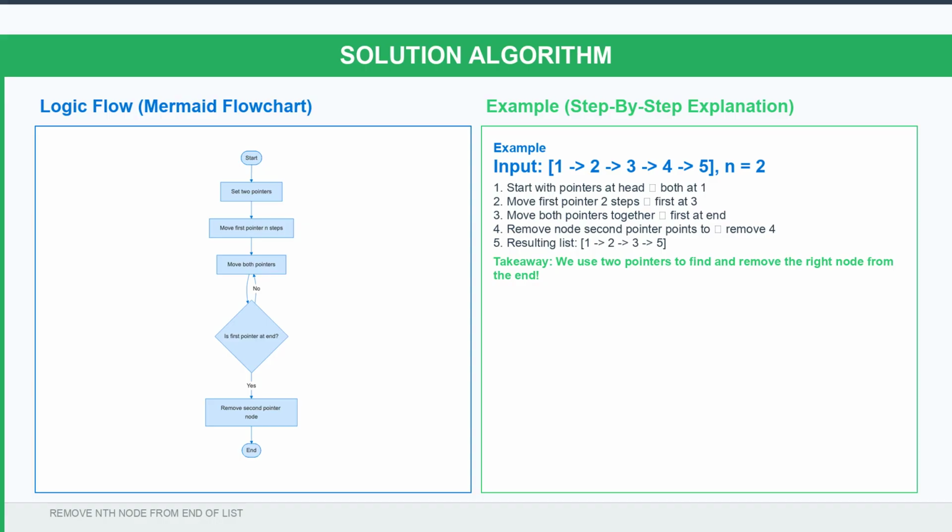As we traverse the list, we move both pointers forward until the first pointer reaches the end. At that point, the second pointer will be positioned just before the nth node from the end. Now, to remove the node, we simply adjust the next pointer of the second node to skip over the nth node, effectively removing it from the list. Finally, we return the modified list, starting from the node after the dummy. This method ensures we only traverse the list once, maintaining efficiency.